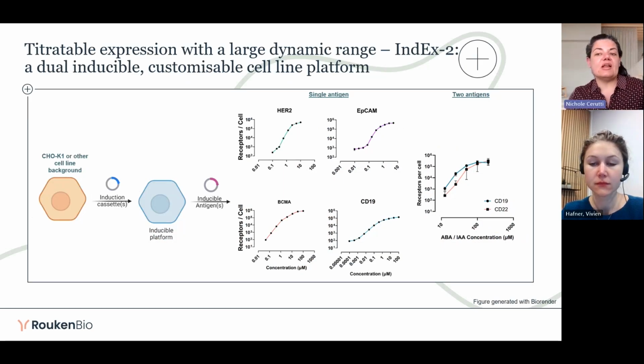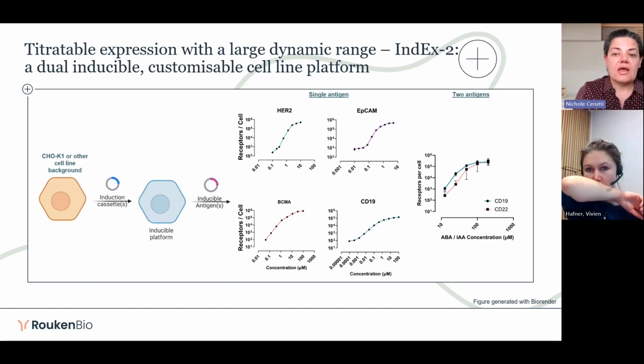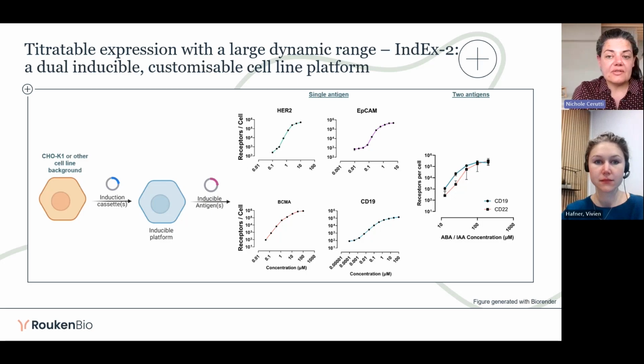So RoukenBio has developed a solution to this, and this is our Index 2 system. It's a platform which utilizes chemical proximity systems for the inducible and titratable expression of one or two target antigens, and this is done in a very controlled manner. We've built our Index 2 system using CHOK1 as the background and introduced an induction cassette, and then a second construct which contains the target or targets of interest via lentivirus.